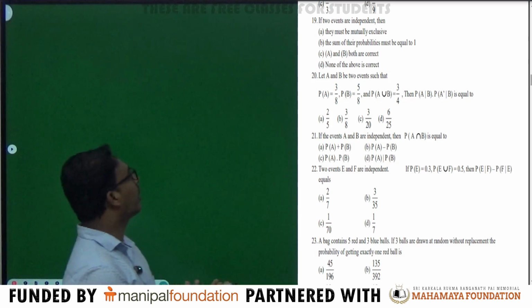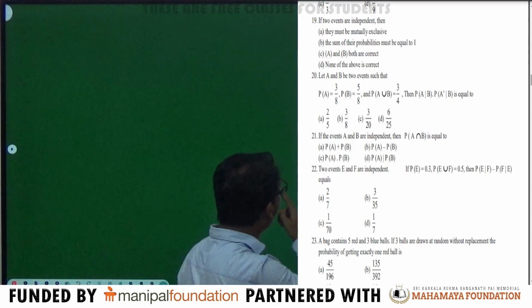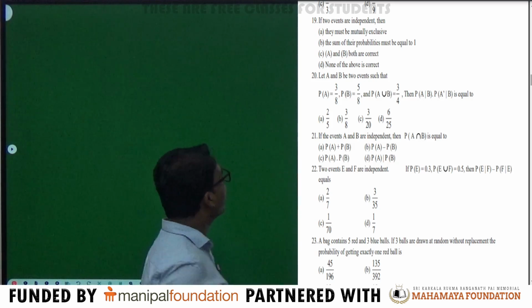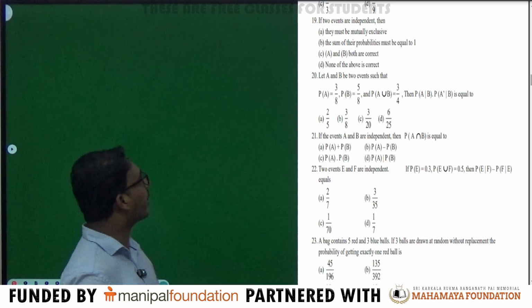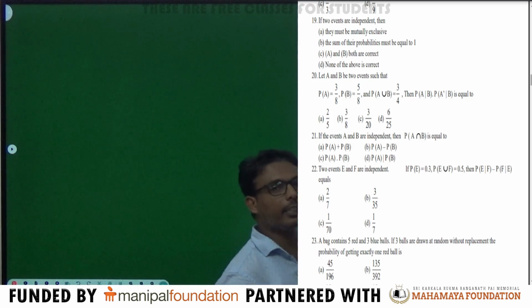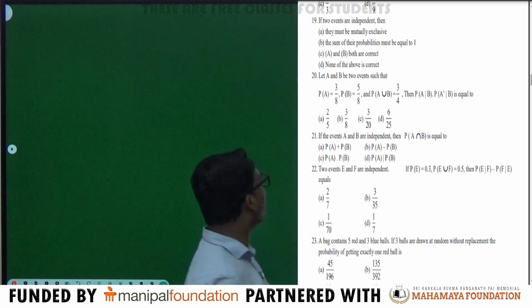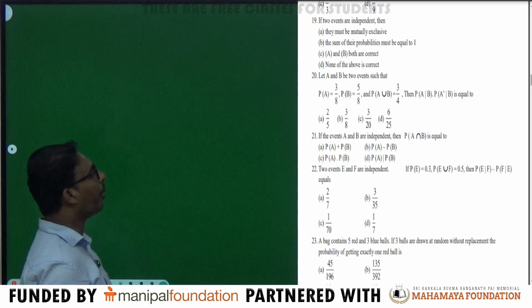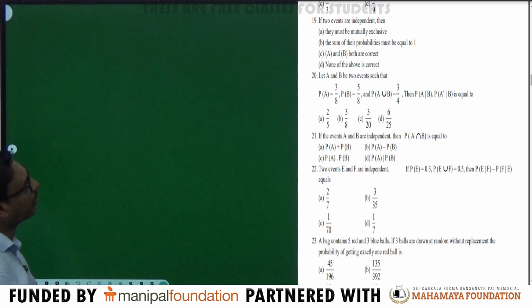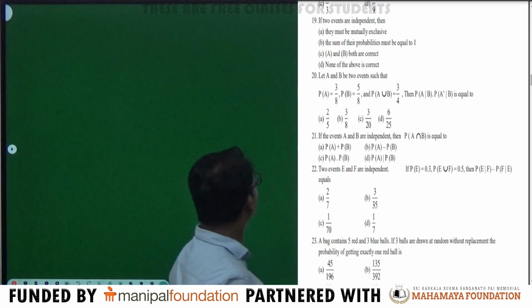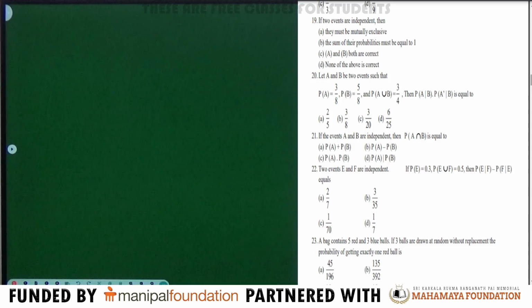It is wrong. Option B, the sum of their probabilities must be equal to 1. It is not at all necessary. Both A and B are correct? Since already the statement A is wrong, therefore option B is also wrong. Therefore the correct answer is none of above. None of above, our option is D for the question number 19.